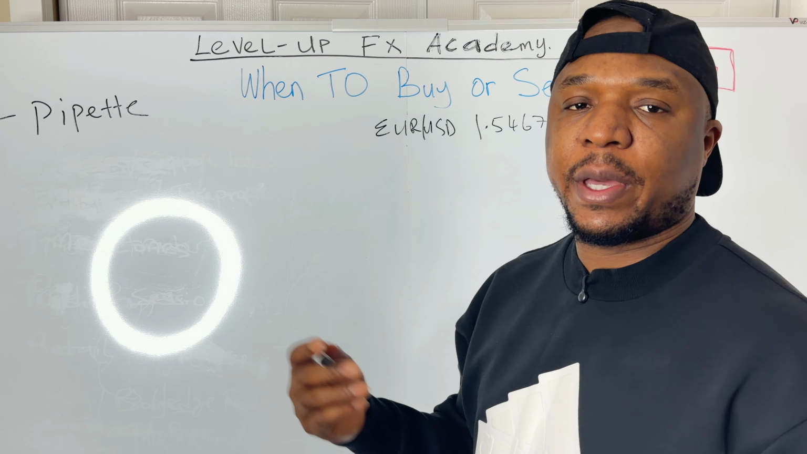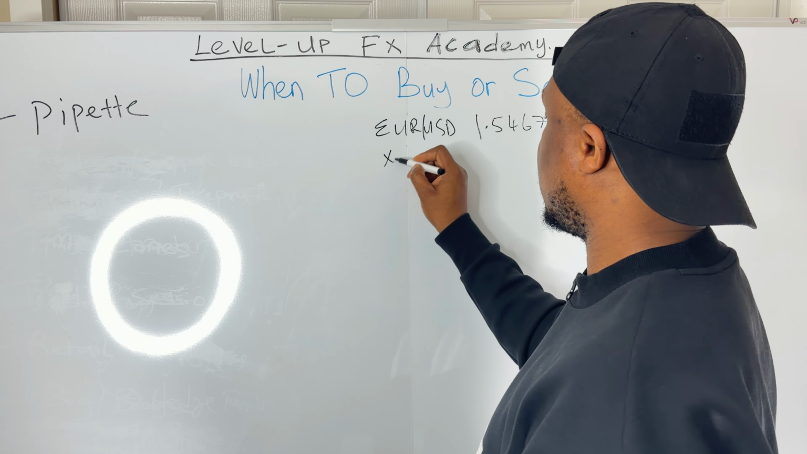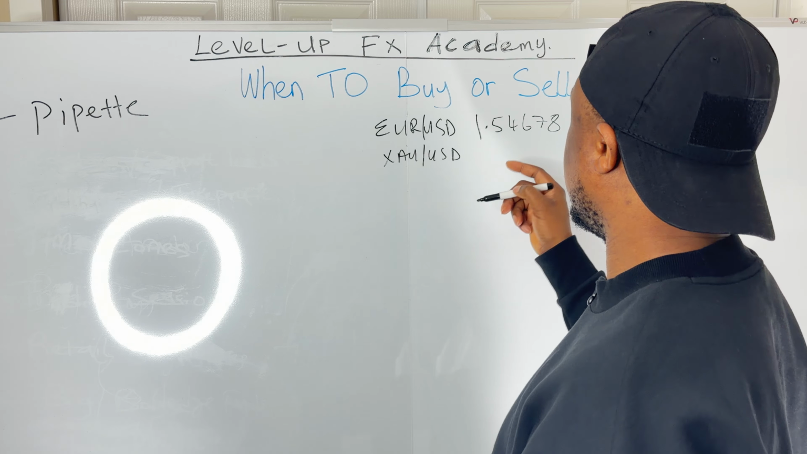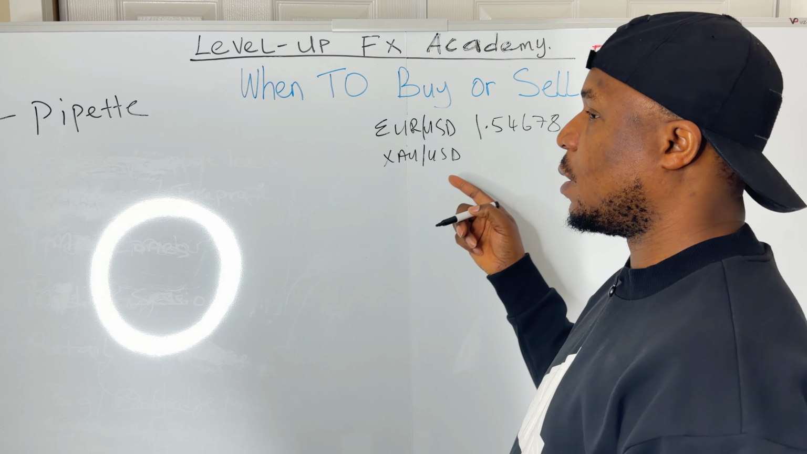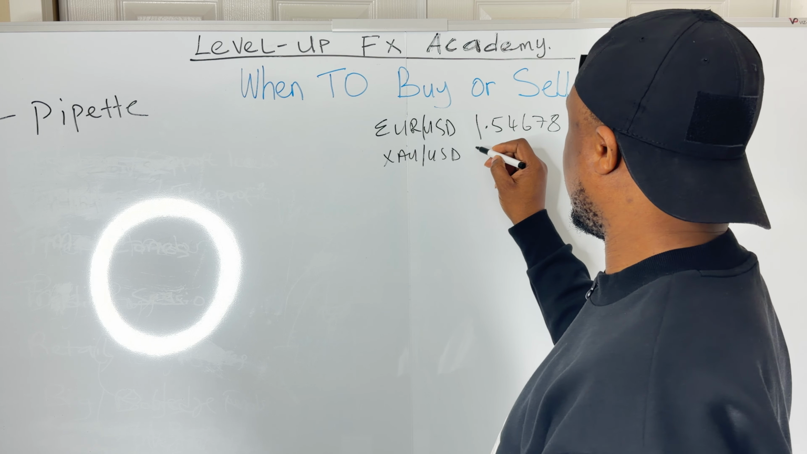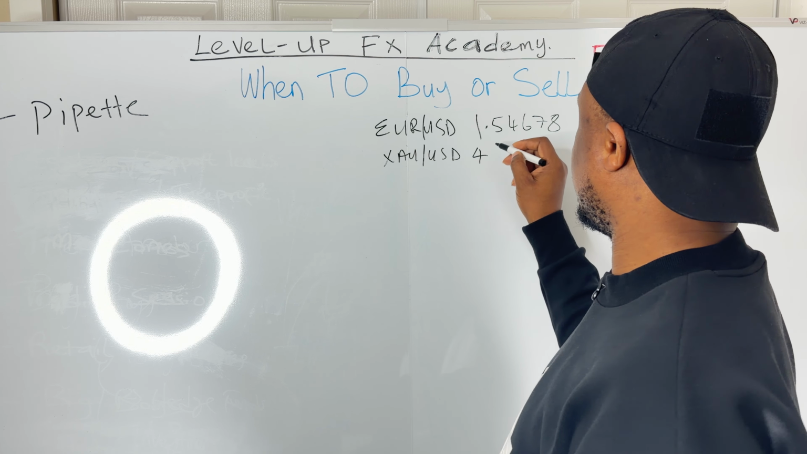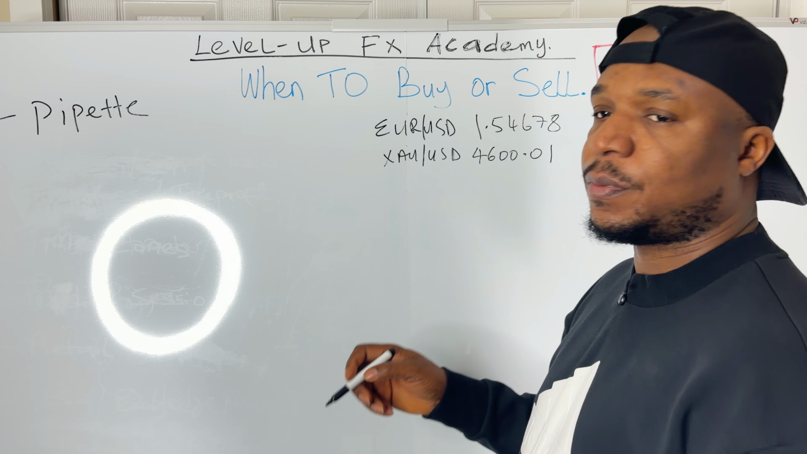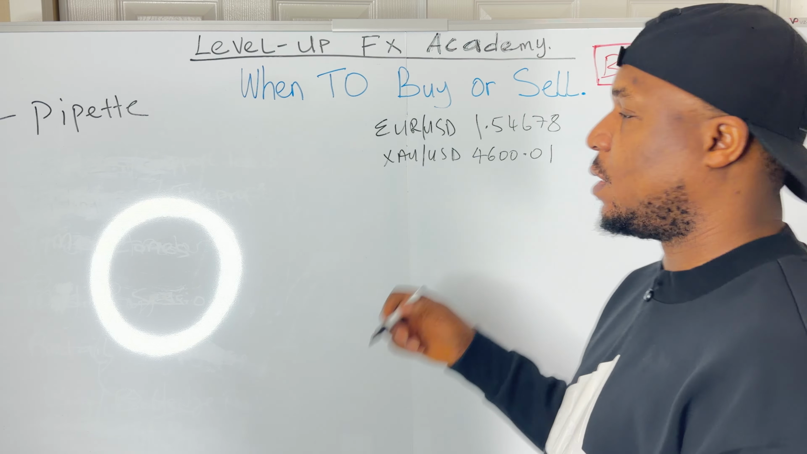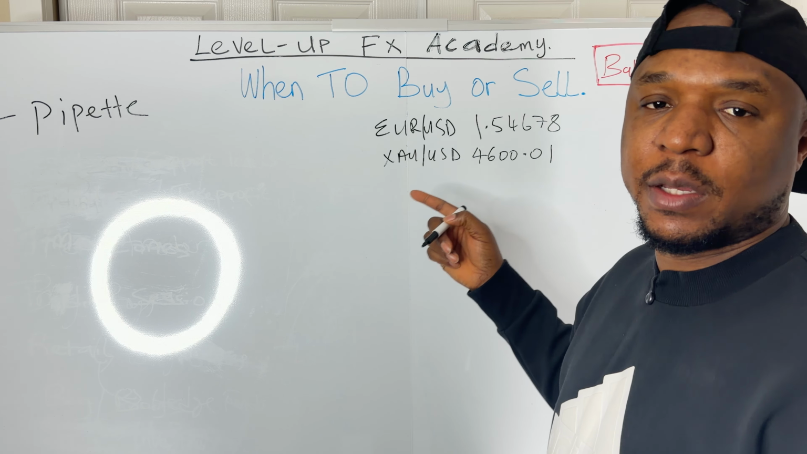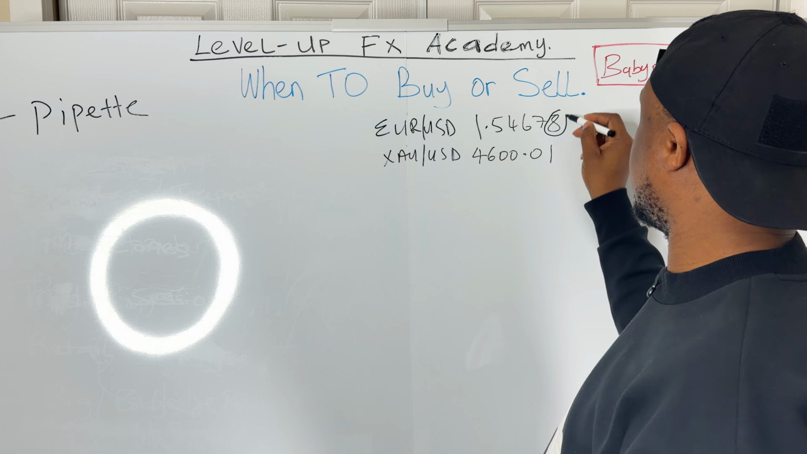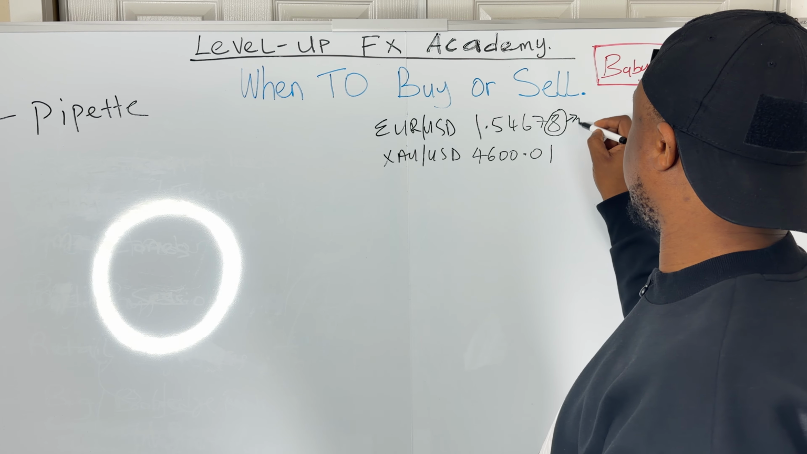In some other pairs, like gold, XAU/USD, it is currently quoted at about 4,600, for instance, with 0.01. So a pipette simply is the smallest change in the price of a currency pair. This is a pipette.